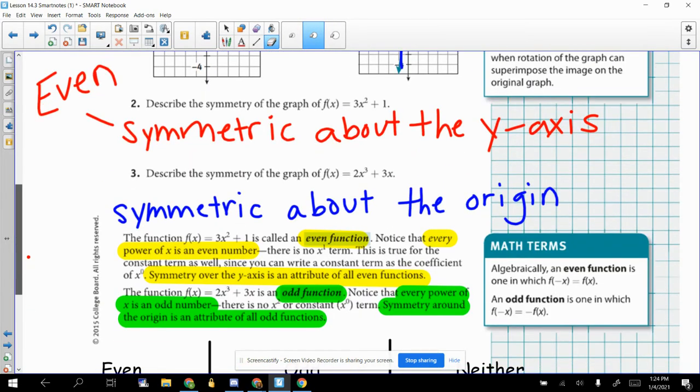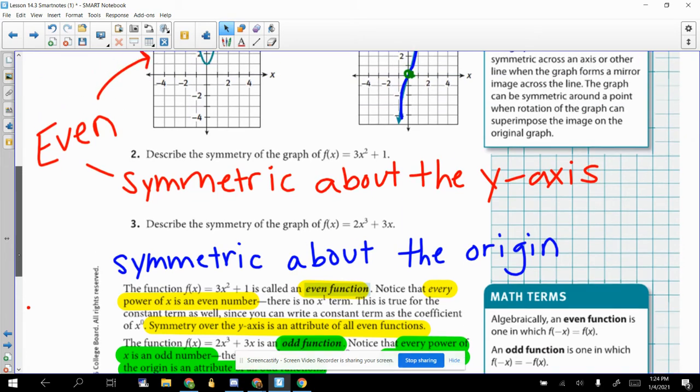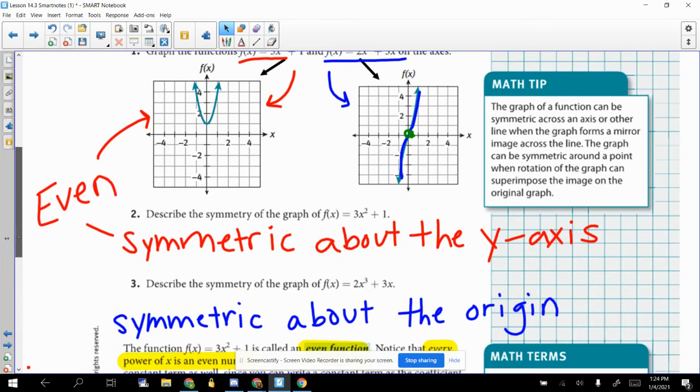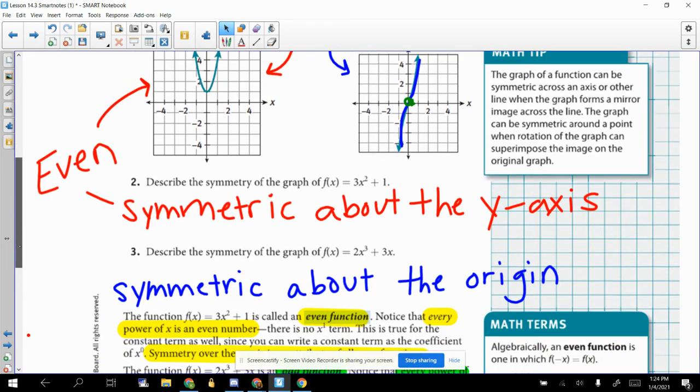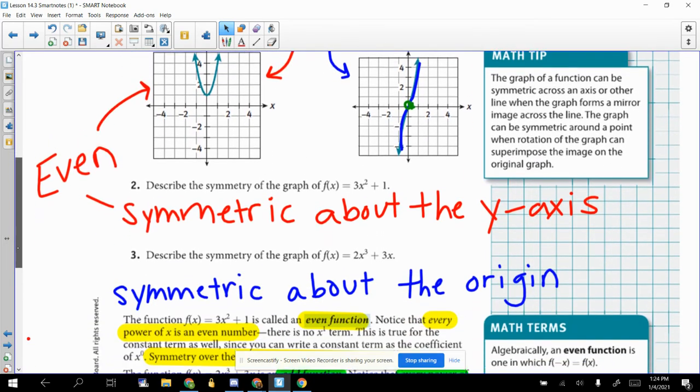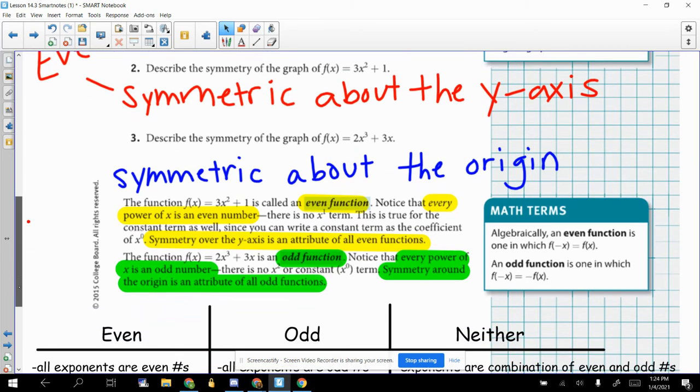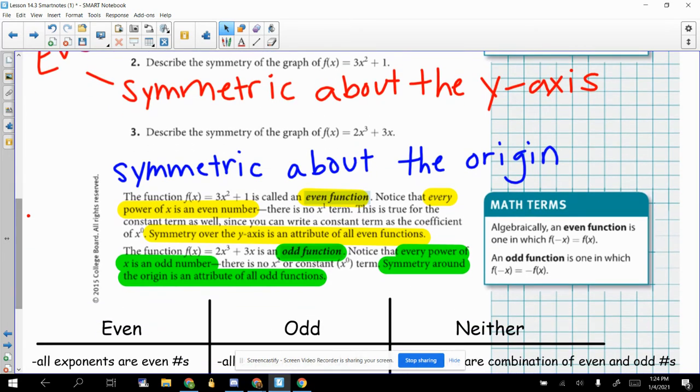All right. Then it says here there is no x to the first power term. There's no x cubed term. So this is true for the constant term as well, since you can write the constant term as the coefficient of x to the 0, like I just showed. Okay. Symmetry over the y-axis is an attribute of all even functions. Okay. So anytime you see a function that is symmetrical about the y-axis, you know it's even. And if all of the exponents are even numbers, then you also know it's an even function.